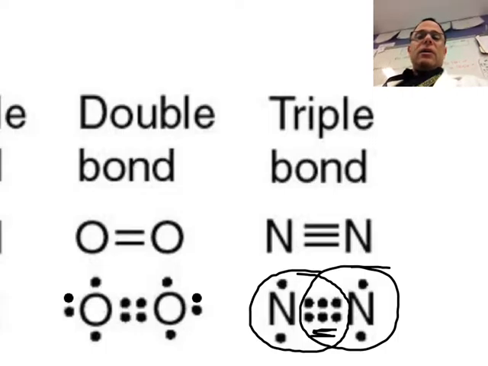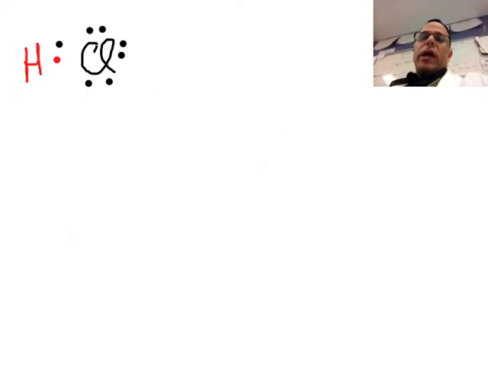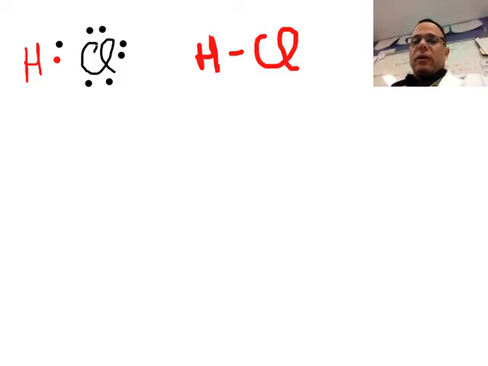Now keep in mind, atoms don't always bond with their other like atom. Sometimes they join with other atoms. Let's quickly take a look at that. So here we have an example of hydrogen with its valence electron and chlorine with its 7 valence electrons, giving it a configuration that kind of looks like this. Alright, they are sharing 1 pair of electrons.